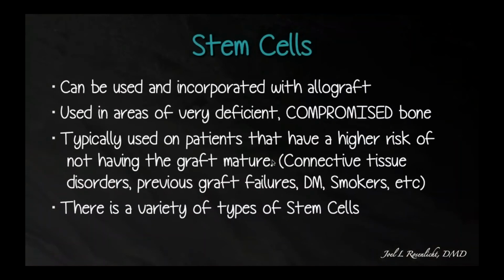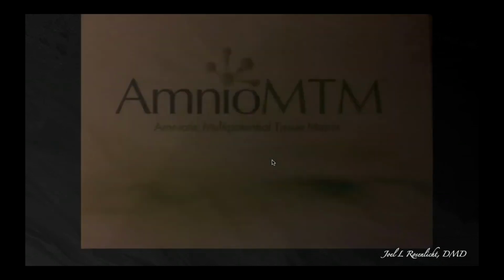If we want to use some stem cells or some adjunctive material because we've got a patient with some sinus issues or some other things going on, smokers and so forth. Unfortunately, a lot of our patients do smoke. A lot of our patients have diabetes. A lot of our patients have connective tissue disorders. So using some of these adjunctive materials is kind of like a belts and suspenders treatment for success.